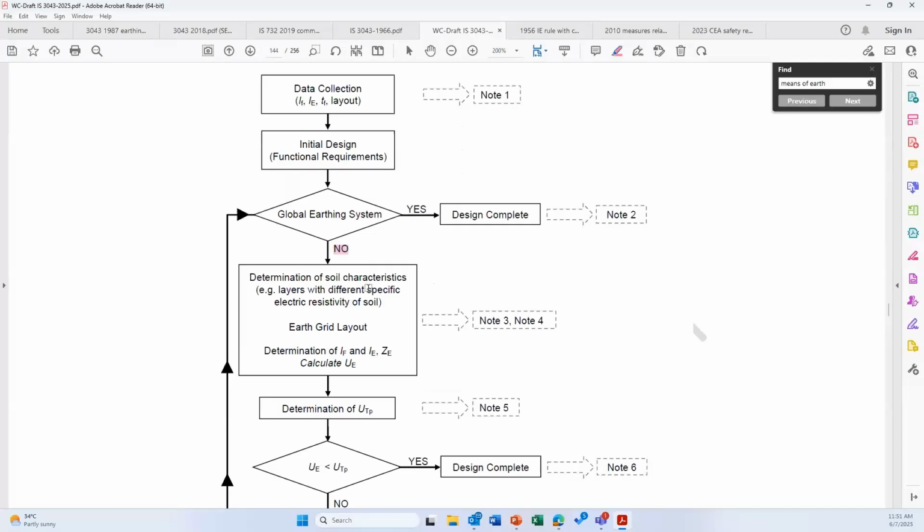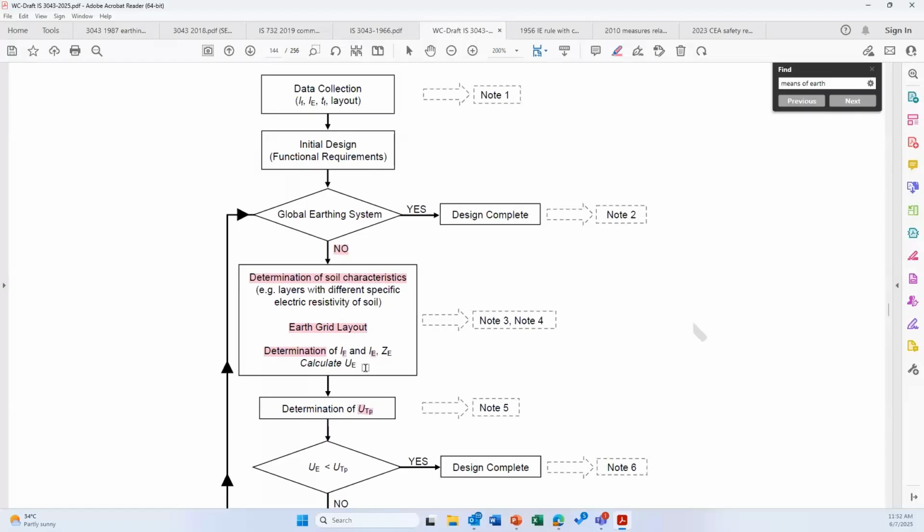Now, a global earthing system is applicable for an electrical installation which is a part of an 11 kV supply or 22, 33 kV or GIS 66, 110, whatever, if it is a part of a building or a part of an industry. If there is no global earthing system, then you should do the design of soil characteristics, meaning what is the soil resistivity, how many layers of soil are there. If you put an earth electrode or an earth grid, what kind of resistances are possible. Based on the resistance, you have to find out the IF, the total fault current.